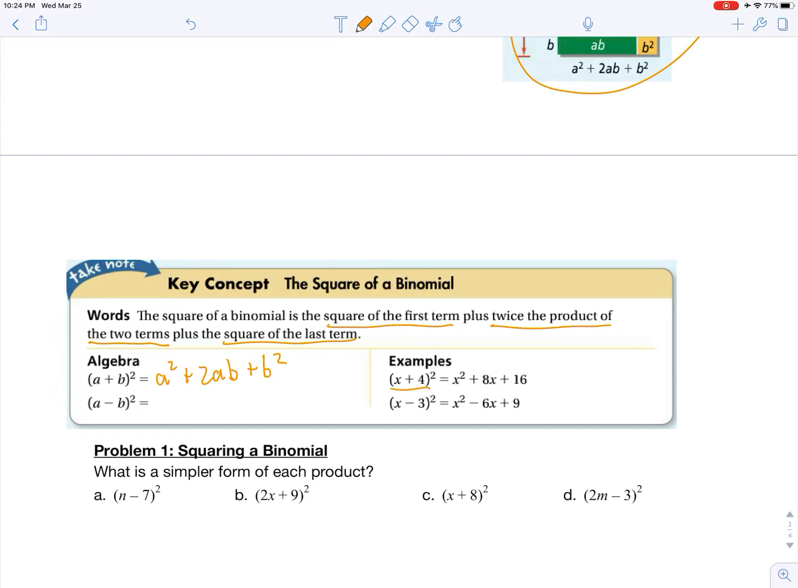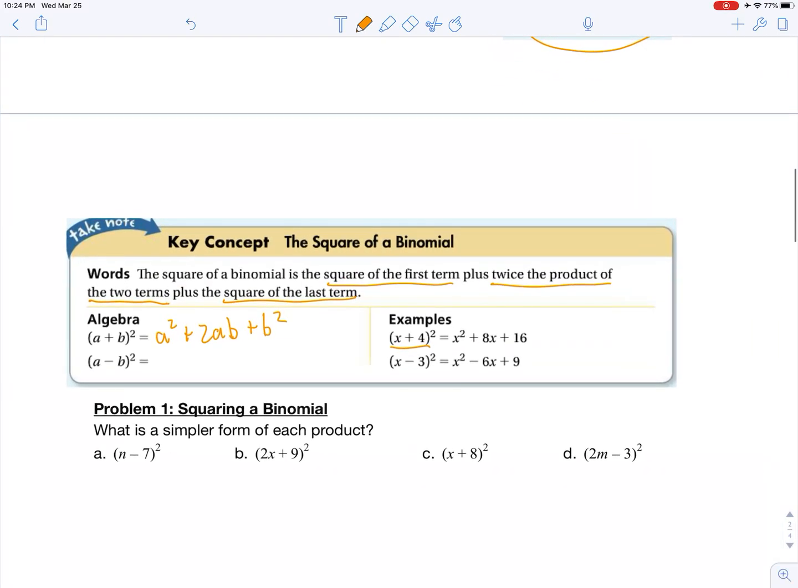So for example, if I have x plus 4 squared, square the first term, twice the product of both, so that's 2 times 4 times x, that's 8x total, and then square the last term is going to be 4 squared, which is just a 16. If I throw in a minus b instead, doesn't change too much, just means I square the first term. Now since it's negative, I'm just subtracting 2ab, and then my last term, since a negative b times a negative b, is still going to end up as a positive b squared.